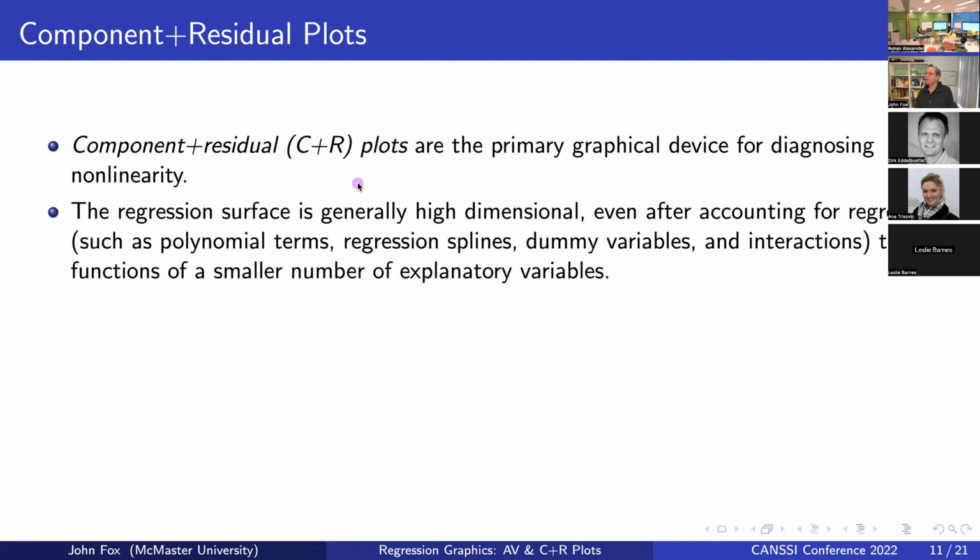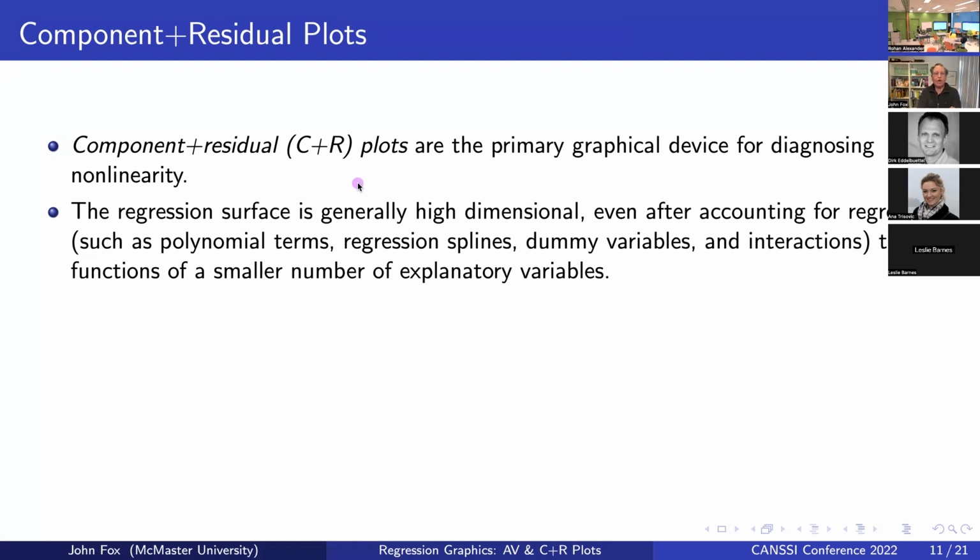The problem that we're facing is, in a sense, similar to the problem that added variable plots speak to, which is that the regression surface is high dimensional. In general, if we have p predictors, it's a p-dimensional surface in a p+1 dimensional space.